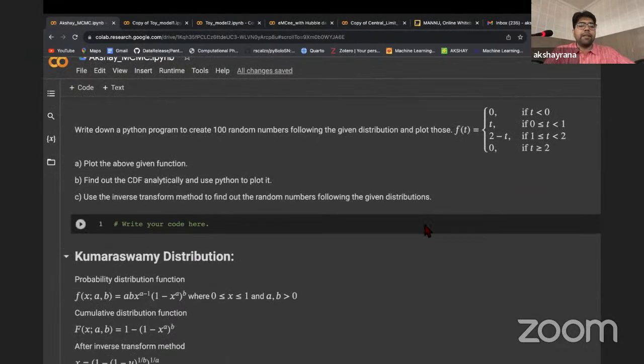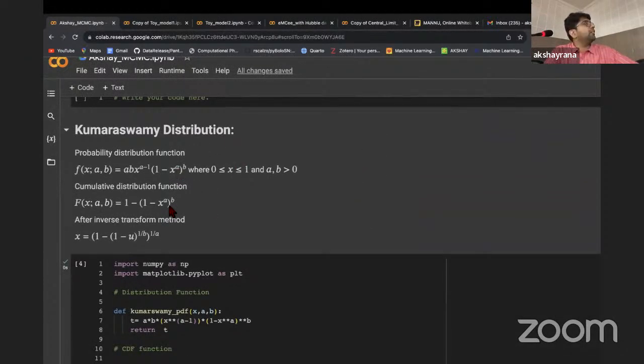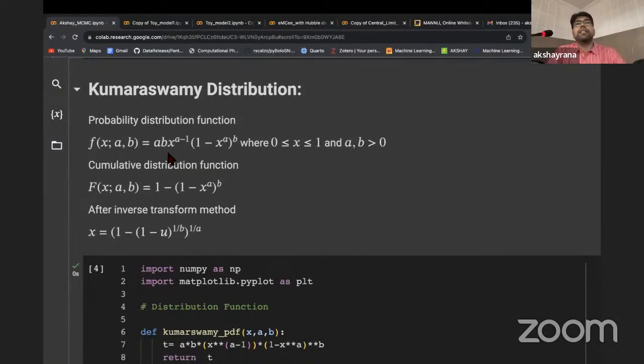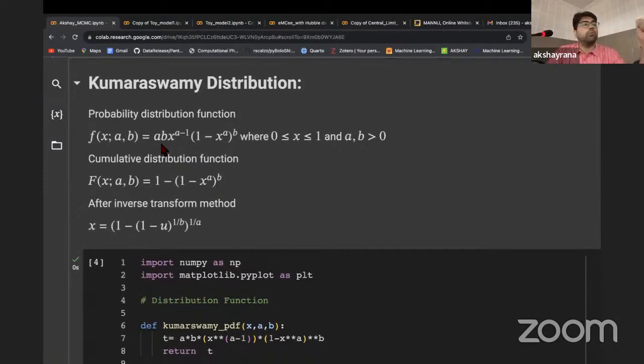Similarly, I was trying to figure out distributions which are not available in Python. Let's say this is a Kumaraswamy distribution. People working in geophysics must have come across this kind of distribution, so it's also a very important one. Now, in the same way, I'll ask you to plot this distribution, find the CDF, and write down the inverse transform method. Once you have the formula, x equal to this, put in the value of u, choose corresponding a and b, whatever distribution you are following, and plot it.